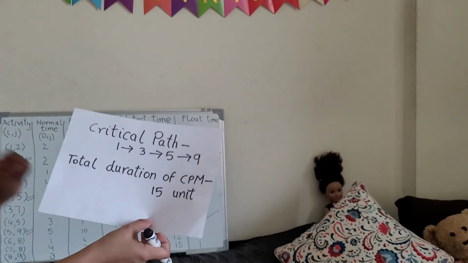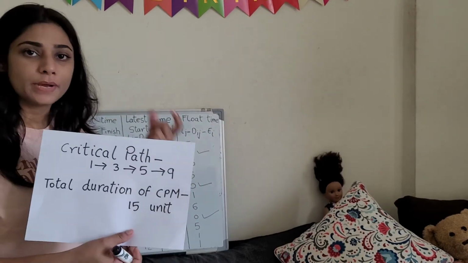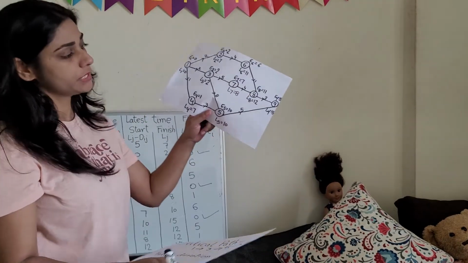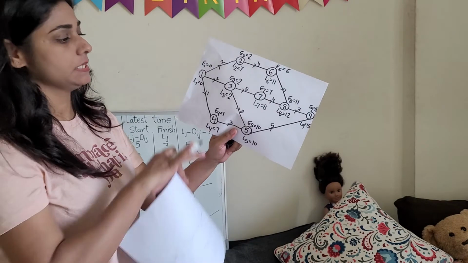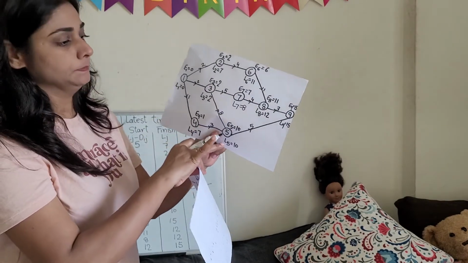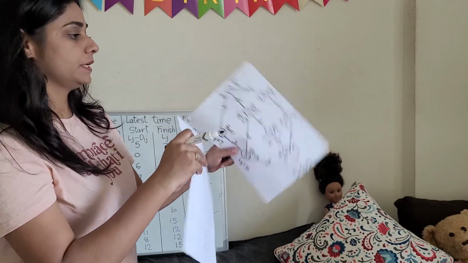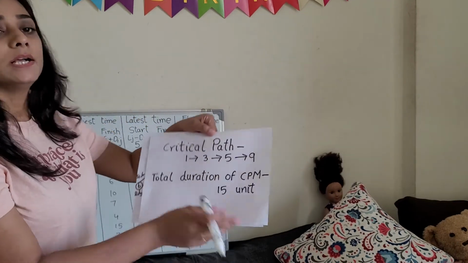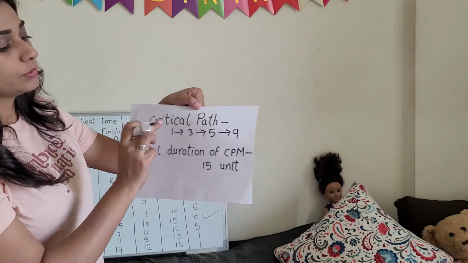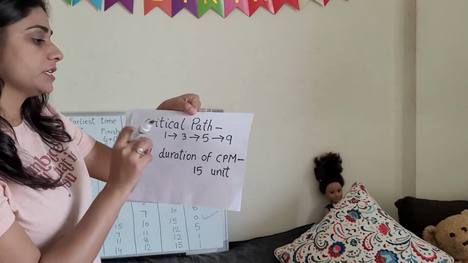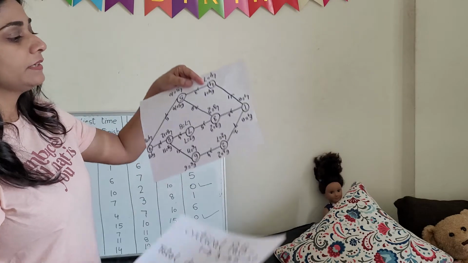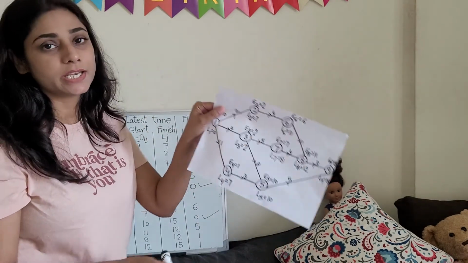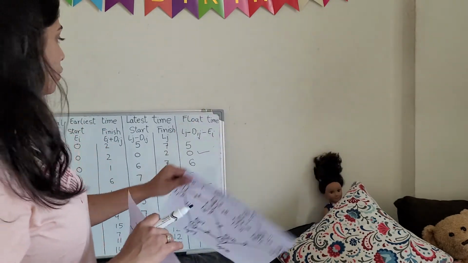Got it? So this is the complete numerical of PERT and CPM. We drew this PERT network. We calculated earliest time and latest time, and after this we made this table, and through this table we calculated the critical path. So this is very important, guys, and the critical path is very easy also. And if you want to check how we calculated earliest and latest time in detail, you can check my previous video. I hope you understood.